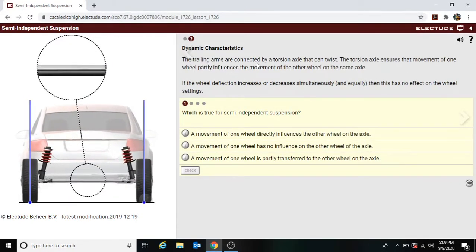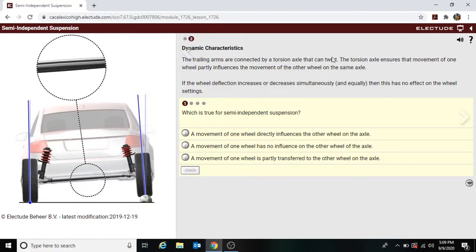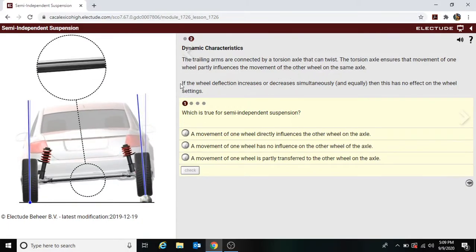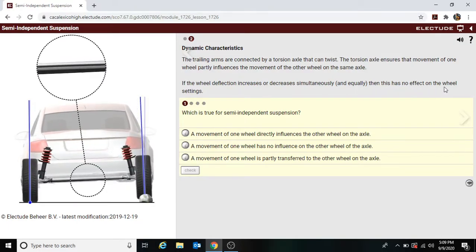The trailing arms are connected by a torsion axle that can twist. The torsion axle ensures that movement of one wheel partly influences the movement of the other wheel on the same axle. If the wheel deflection increases or decreases simultaneously and equally, then this has no effect on the wheel setting.